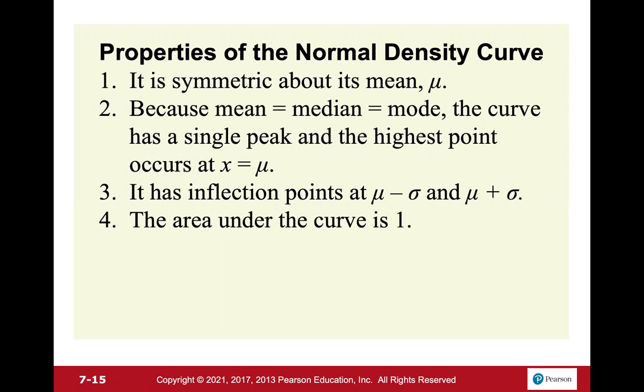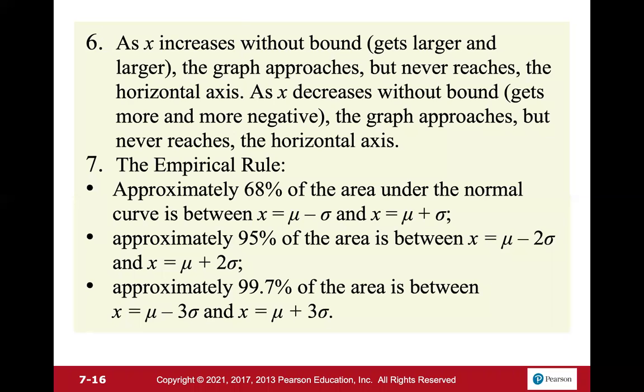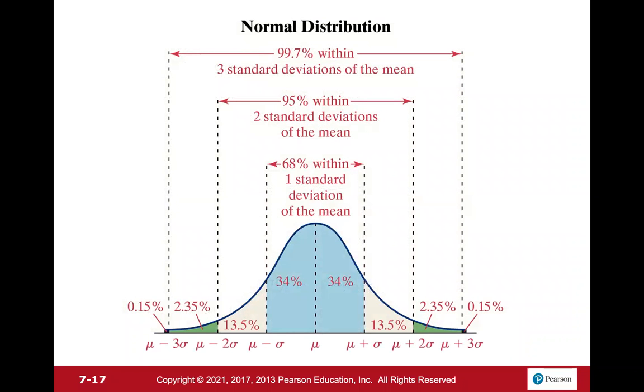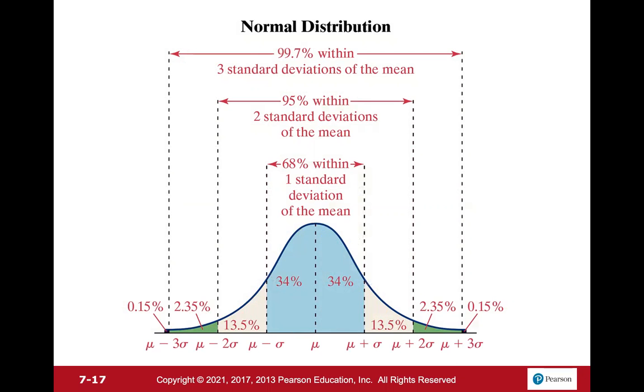The area under the curve is 1. The area under the curve to the right of the mean equals the area under the curve to the left of the mean. Let's see if we actually have a picture. There we go. What they meant is that the area to the left of the mean, the area in red, is equal to the area to the right of the mean, the area in blue. That happens because the curve is exactly symmetrical.